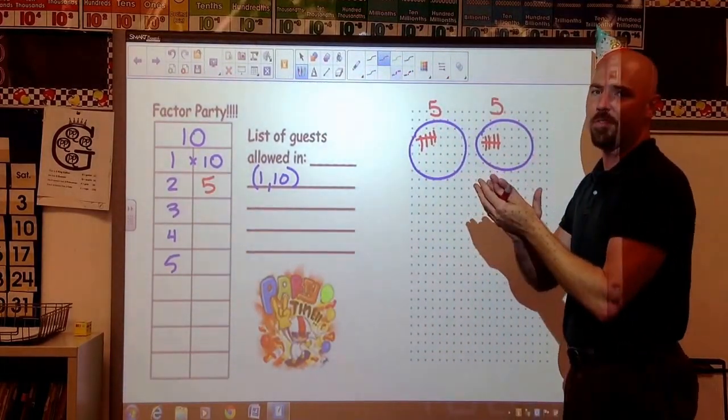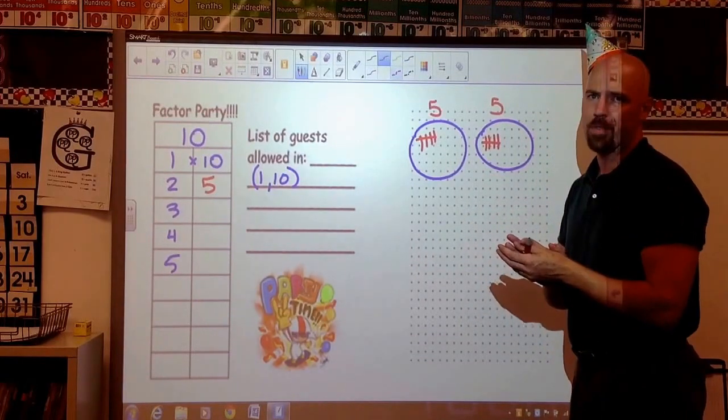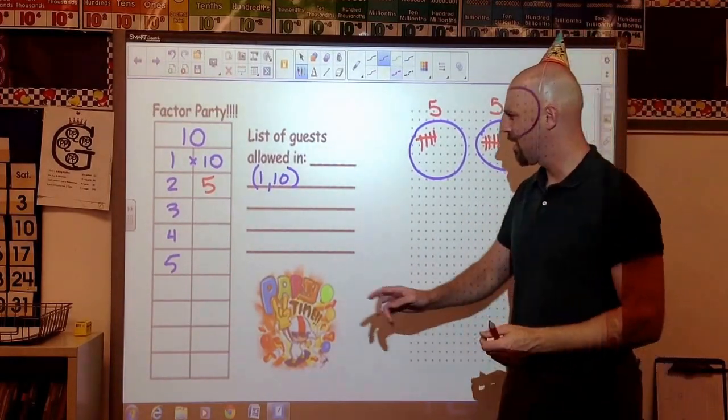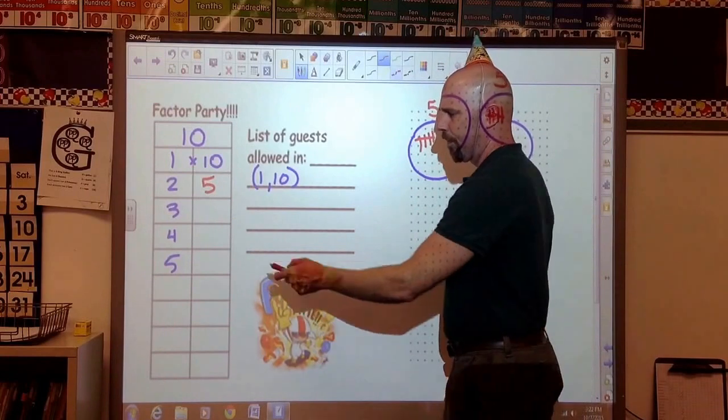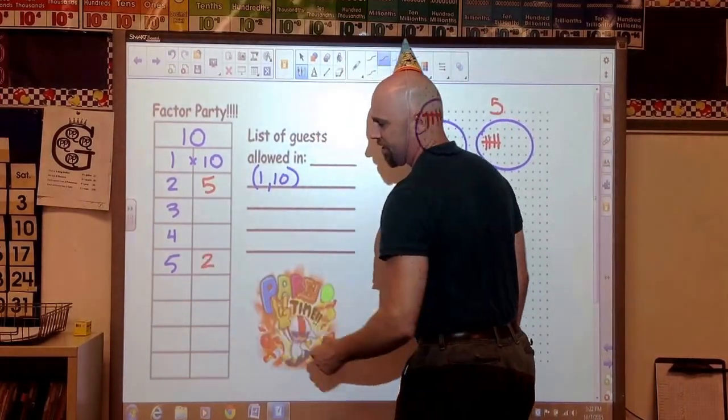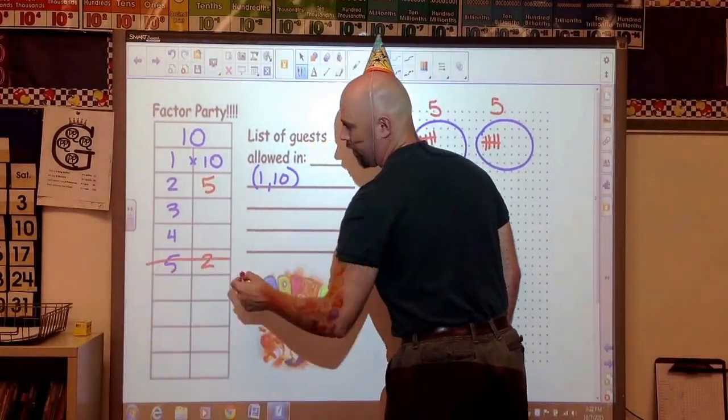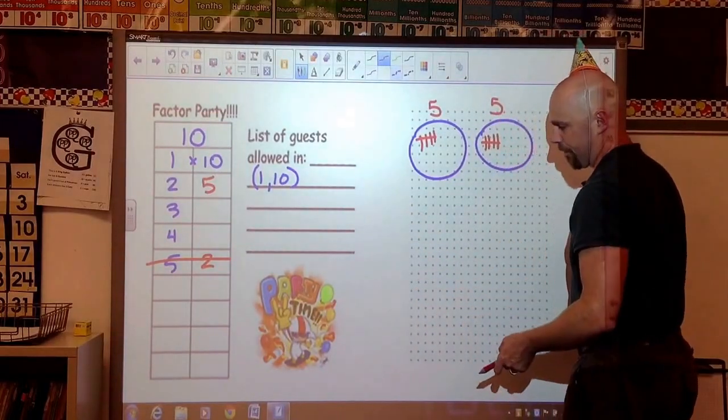Good for you, 5. But I'm smart and I'm a problem solver. I'm looking at patterns and I see if 2 and 5 are going up, they got back in line way down here and they're sneaking in. Joker, you're not going. You already went the first time.